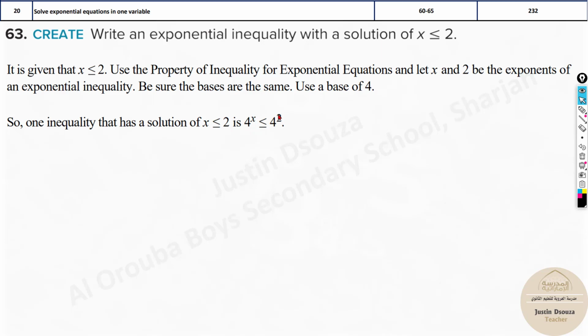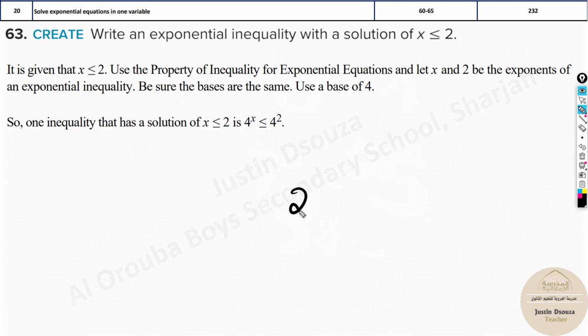If you take 4 to the power x less than or equal to 4 squared, the inequality will be maintained, okay? So it is just that this has a solution. That's it. You can use it, but the bases must be the same. That's the only concept. I'll just tell you why.